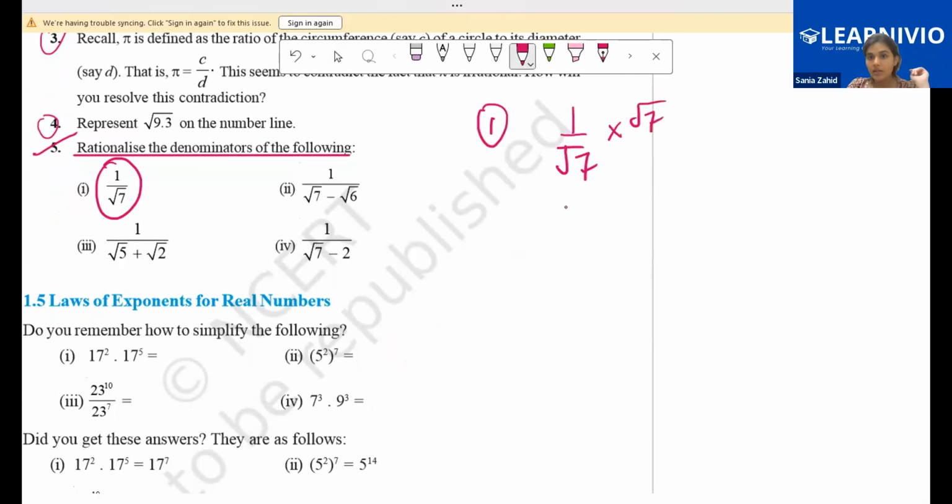So you get root 7 by root 7, and your answer is root 7 by 7. Now you would say, ma'am, it is still an irrational number, right? Because root 7 is irrational. But children, what was the question? The question was to rationalize the denominator.